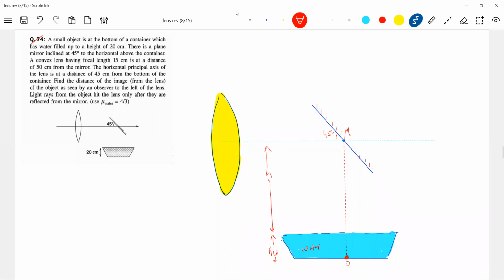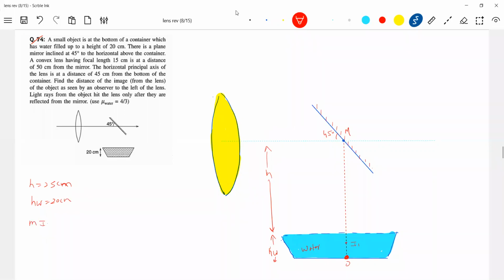Call this H. So what is H? H is 25 centimeter. HW is 20 centimeter. Okay, the mirror is some sort of an observer. It is going to view the object. Apparent depth, so it will appear somewhere here, I1. So how to calculate that apparent depth?